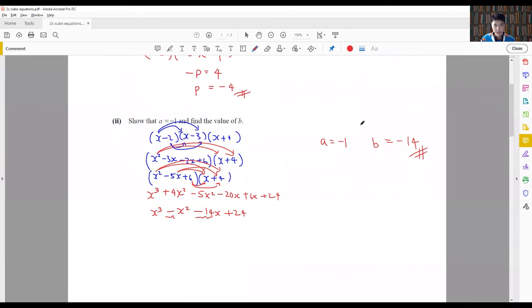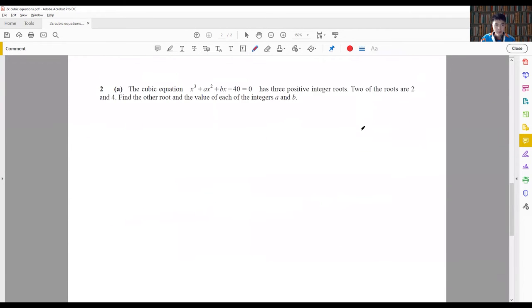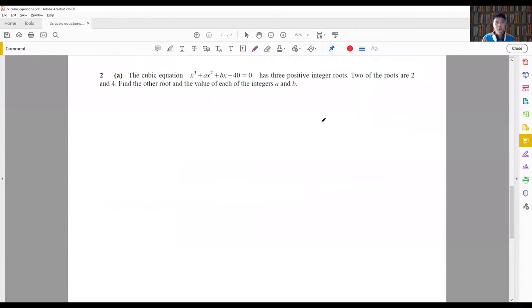Now, let's look at some other examples here. The cubic equation x cubed plus ax squared plus bx minus 40 is equal to 0 has 3 positive integer roots. 2 of the roots are 2 and 4. Find the other root and the value of each of the integers a and b.